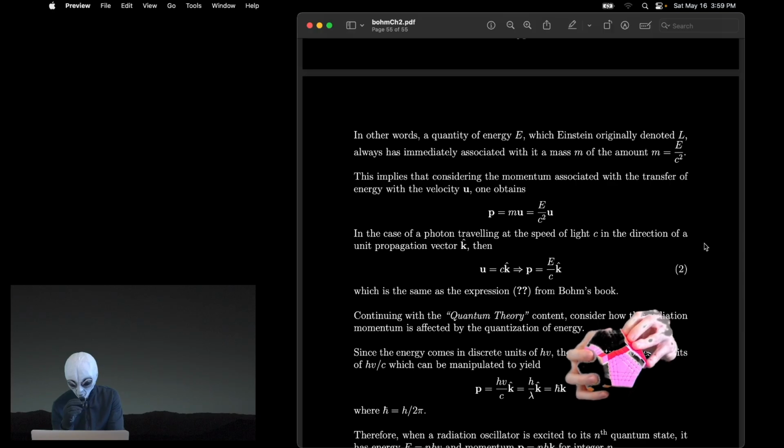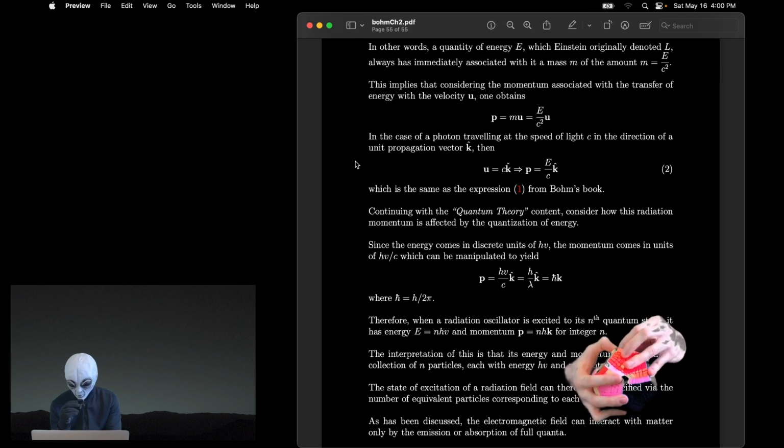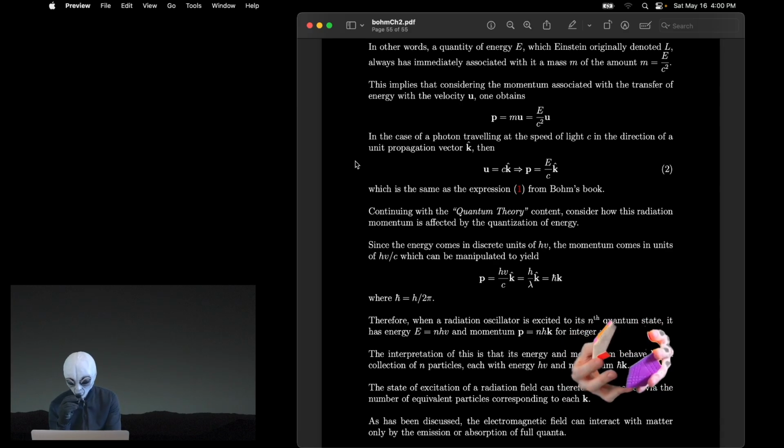This implies that considering the momentum associated with the transfer of energy with the velocity vector u, one obtains that the vector p equals m times the vector u, which is equal to E over c squared, then times the vector u. In the case of a photon traveling at the speed of light c in the direction of a unit propagation vector k hat, then the vector u equals c times the vector k hat, which thus implies that the vector p equals E over c then times the vector k hat, which is the same as the expression from Bohm's book.